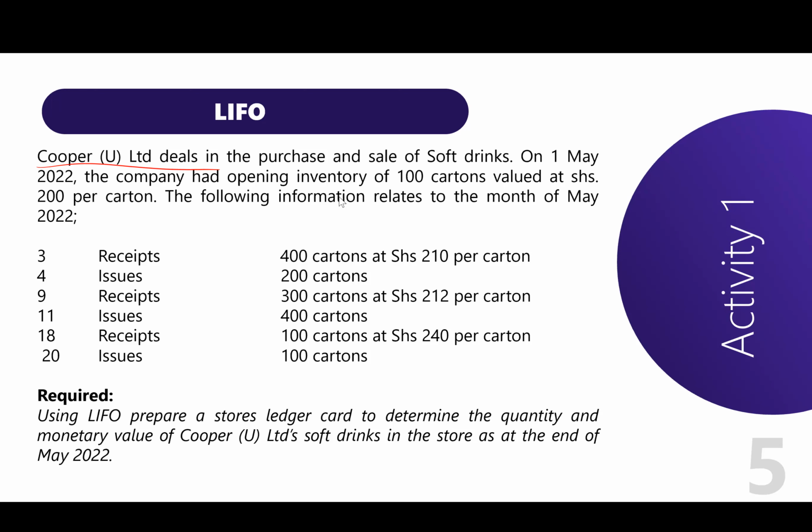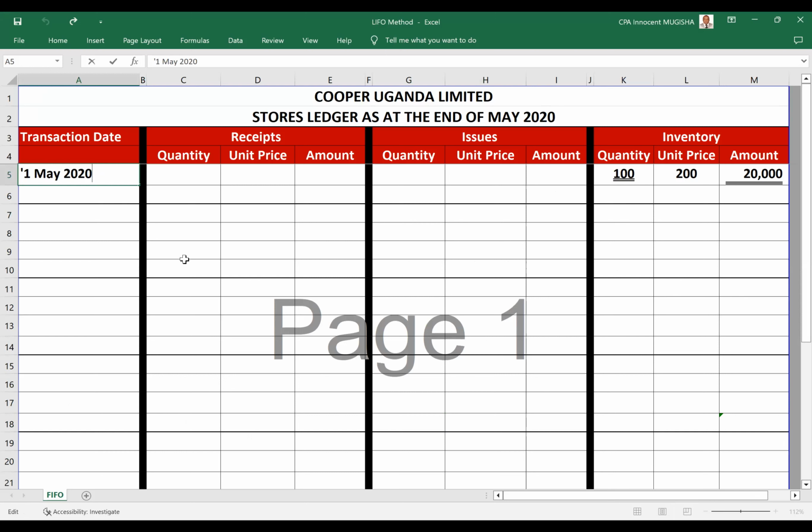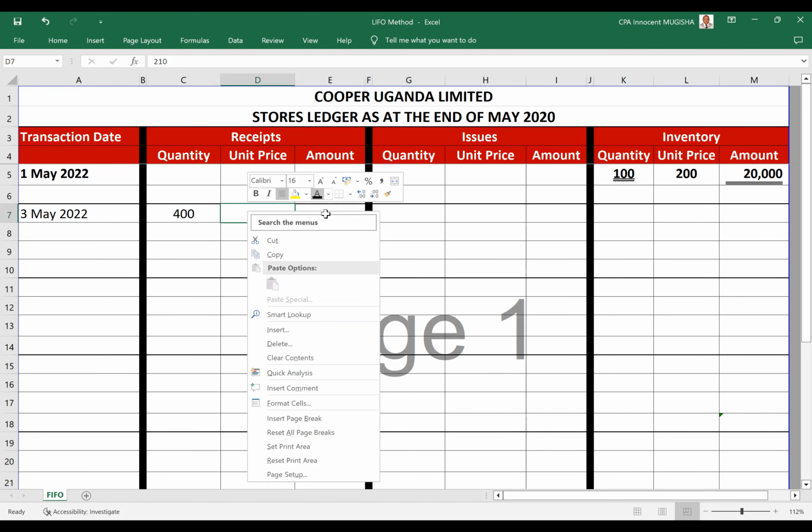So let me share my screen here so that I can work with Doreen. For the case of the opening stock, that's what we know. We have the 100 units in stock, and that is 20,000. So on the 3rd of May, what happened, Doreen, on the 3rd? On the 3rd, we received 400 cartons at 210.